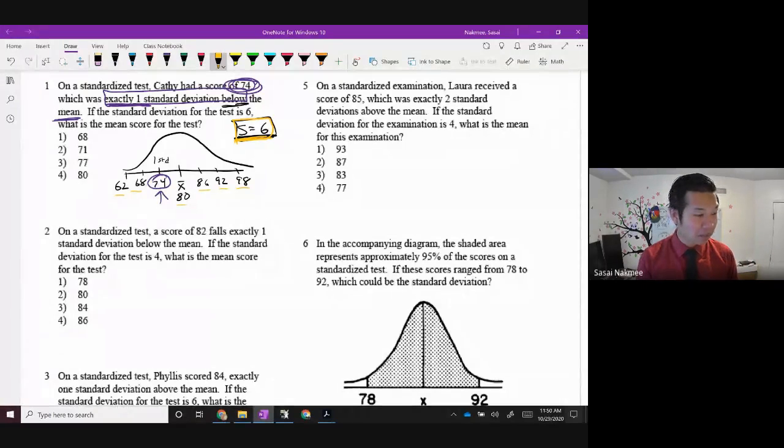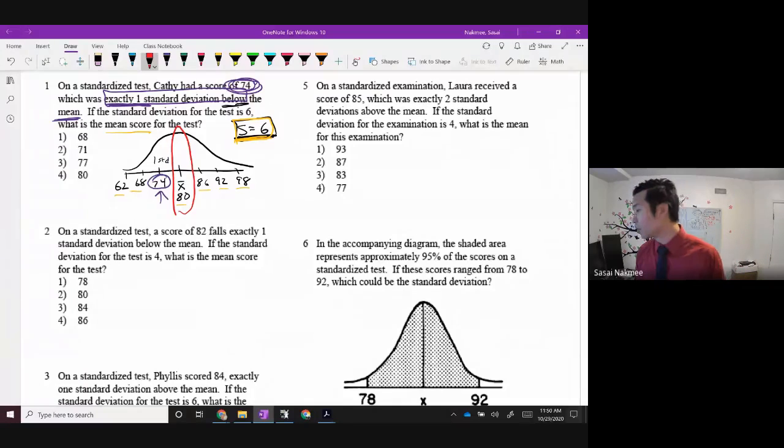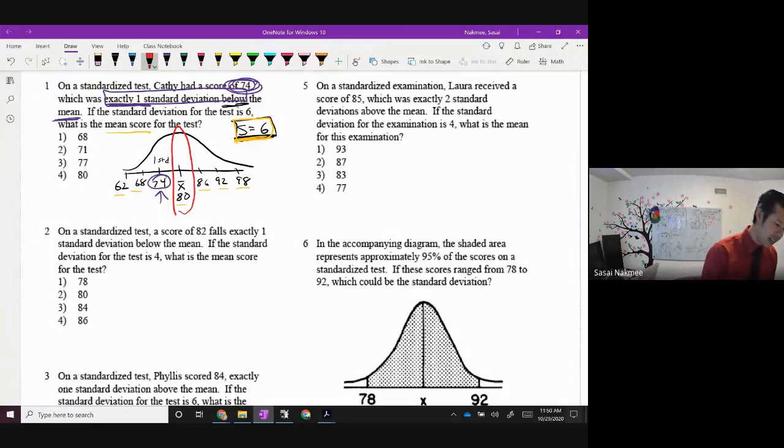I don't even care about all these numbers, but again, if I'm just doing this for points, I get those numbers in there, I've got my points for this test problem. Now, the last part is, what is the mean score for the test? And remember, the mean is just the number that's exactly where? It's exactly in the middle of the curve. So that means that the mean for this problem is 80.